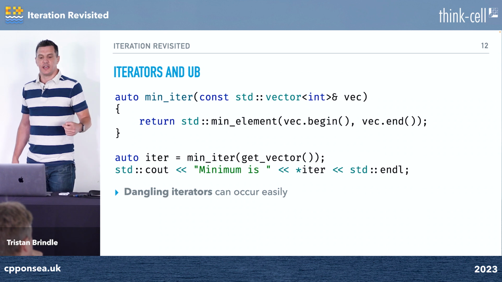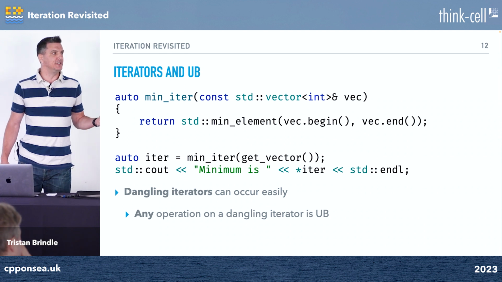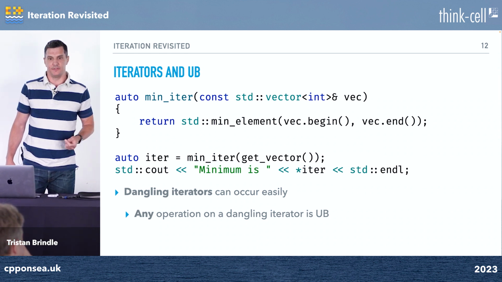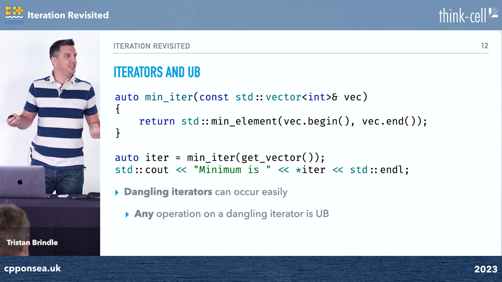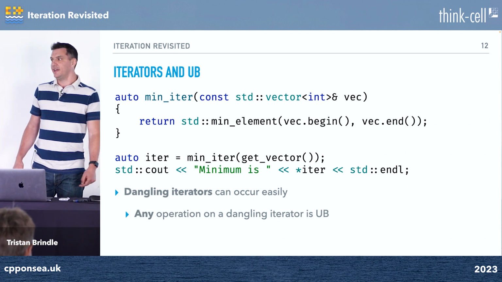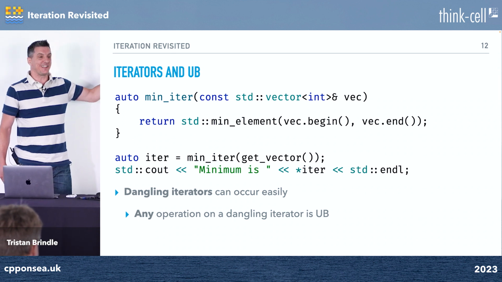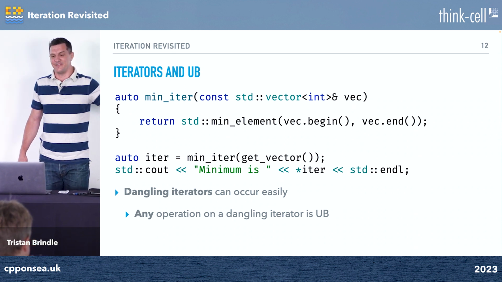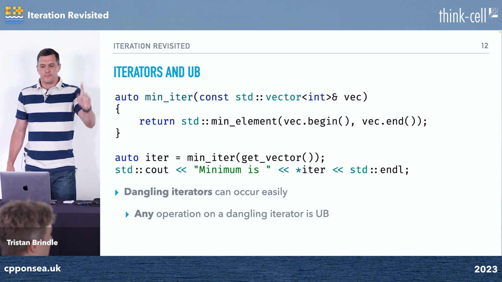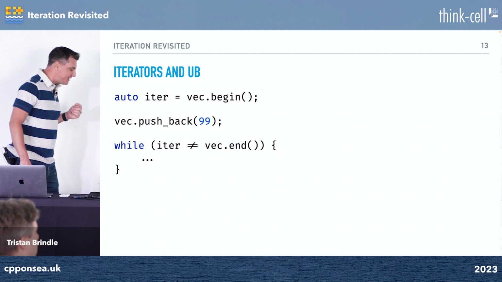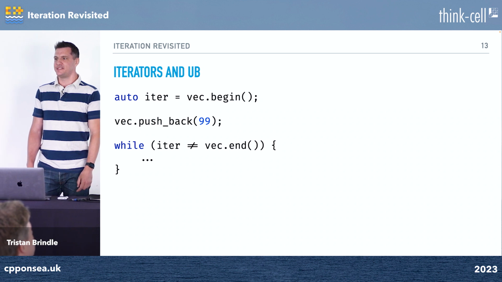So dangling iterators can occur surprisingly easily, and more or less any operation that we attempt to do on a dangling iterator is undefined behavior. I mean, technically you can destroy it and you can reinitialize it via assignment, but any attempt to actually use it in any meaningful way is going to be UB. So if we have a dangling iterator, we can't even ask, is this dangling? Because just asking the question is undefined behavior. All right? So this is really not great. All right, one last example, and this one is particularly insidious. Who can tell me what the problem is here?